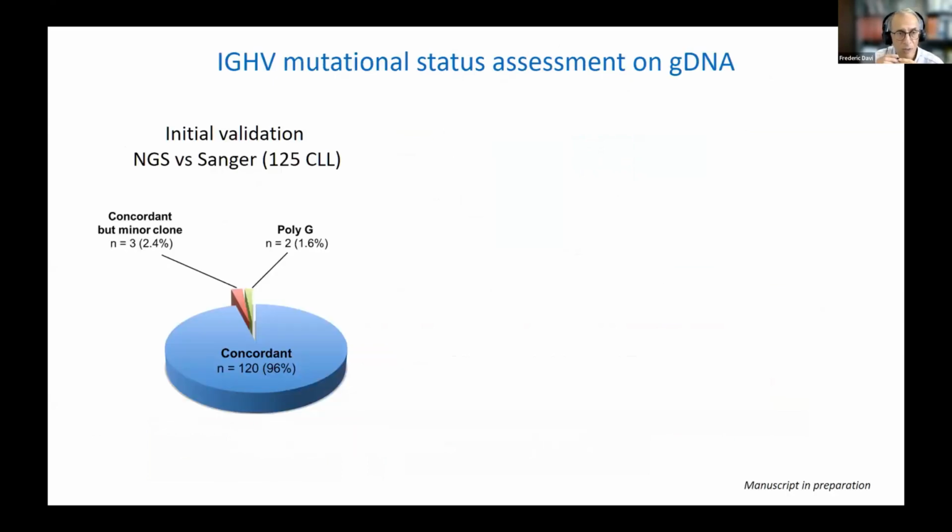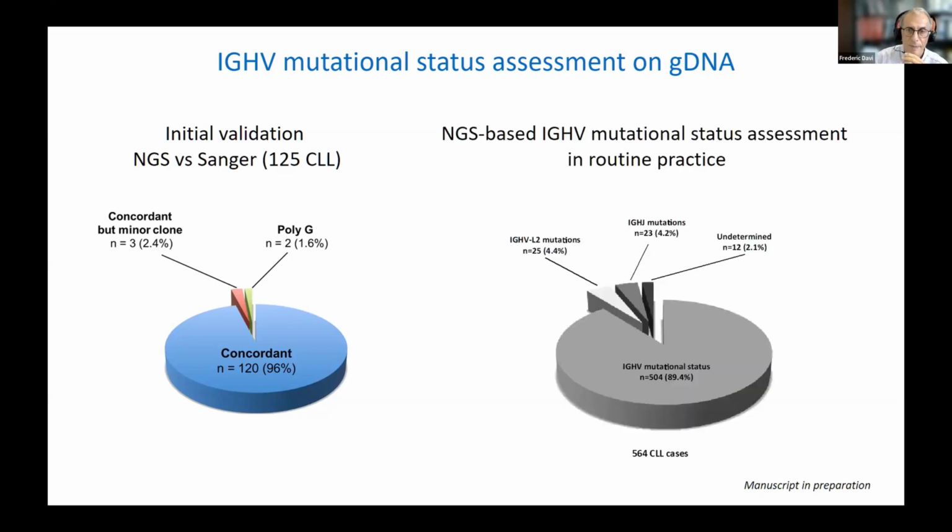So initially, we used 125 CLL cases, which had been sequenced by Sanger. And we used our assay to see whether we had the same result. And the answer was yes, in 96% of the cases. And we had 3 cases where we could see the clonotype, but it was a minor one. And there were 2 cases where there was a long stretch of poly G in the CDR3, which made the identification of the rearrangement a bit difficult.